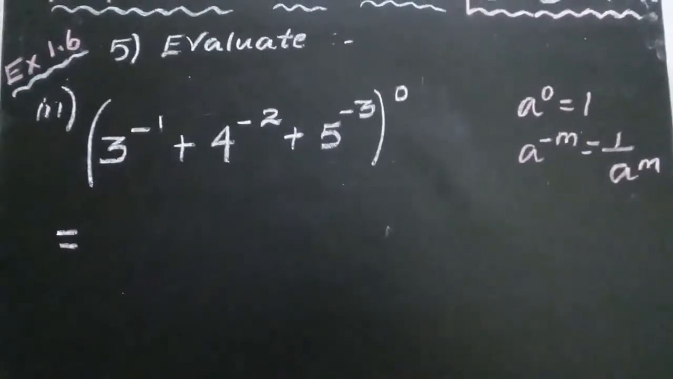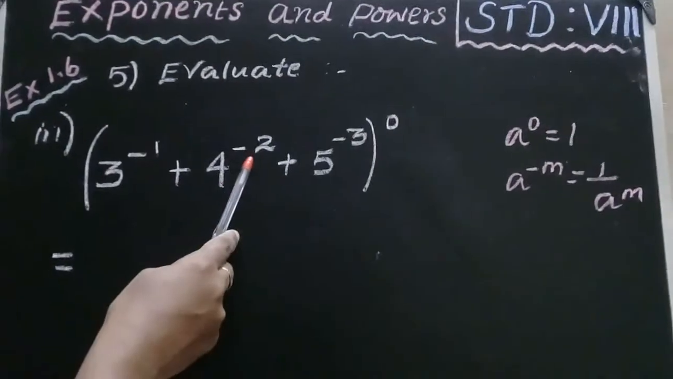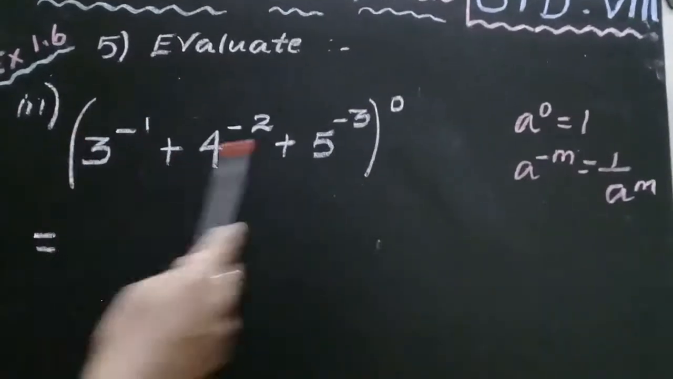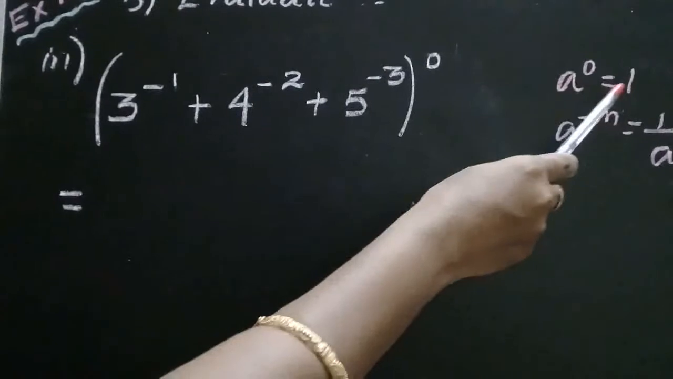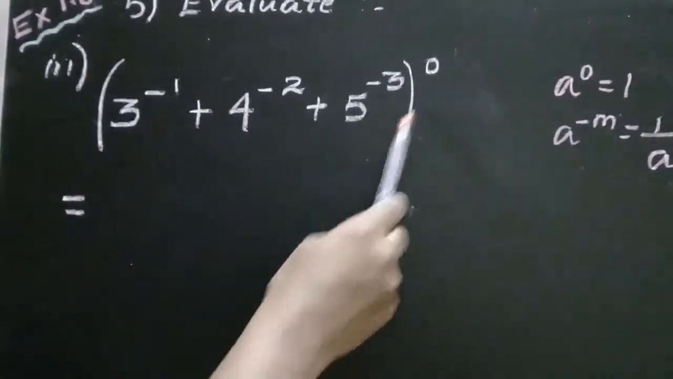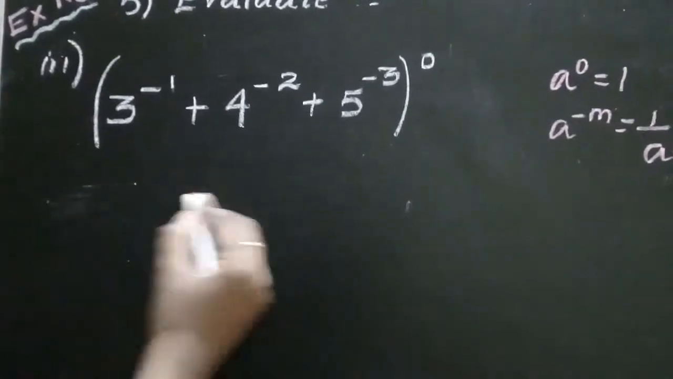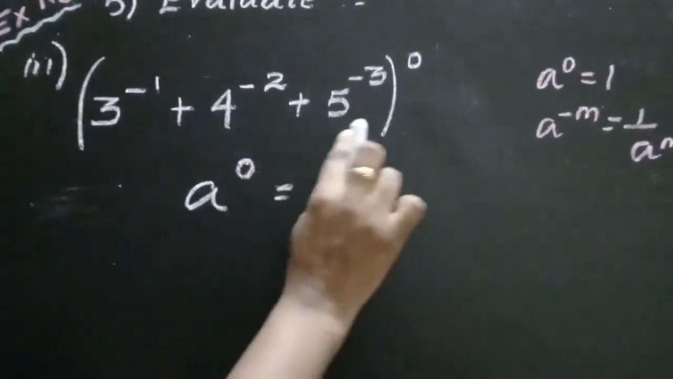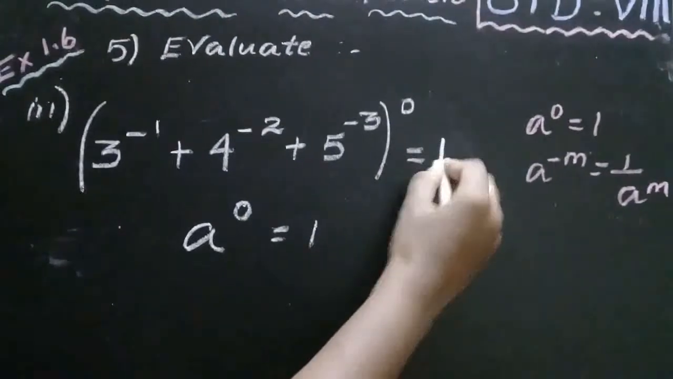So third question: 3 power minus 1 plus 4 power minus 2 plus 5 power minus 3, the whole power 0. So we know the formula a power 0, the answer is 1. So anything power 0, the value is 1. So the answer is 1. Here we use the formula a power 0 equals 1. So this is the a value. So the answer is 1 only.